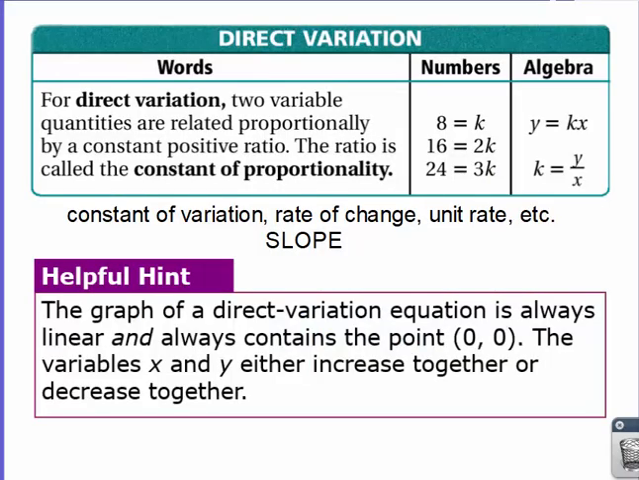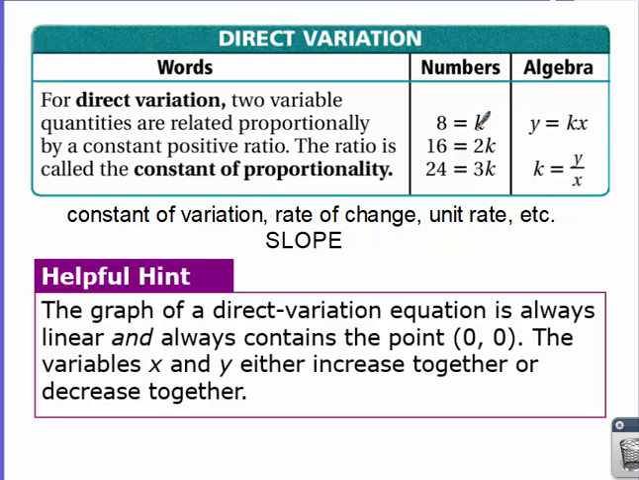Well, for direct variation, two variable quantities are related proportionally by a constant positive ratio. The ratio is called the constant of proportionality. Some other words that we use to represent constant of proportionality are constant of variation, rate of change, unit rate, several different things that we've talked about in class. But what it all boils down to is, what's the slope? Okay, our constant of proportionality, or our k value, is nothing but the slope, and I'll demonstrate that when we get to one of our example problems.